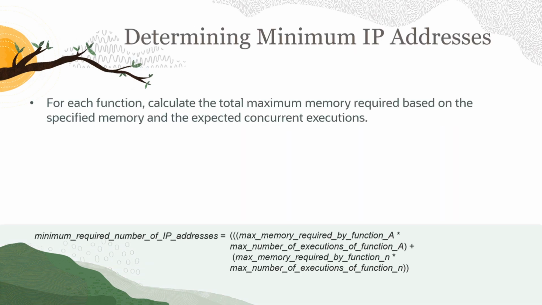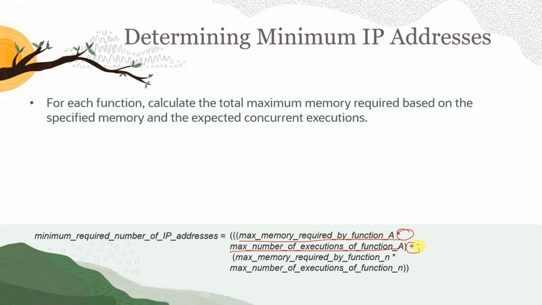For each function you expect to execute concurrently in subnets in the same VCN, identify the amount of memory that has been specified for the function to use while executing, in GB. For example, if 512 MB has been specified for the function, use 0.5 GB. Next, you must determine the expected maximum number of concurrent executions of the function and multiply the amount of memory for the function by the expected maximum number of concurrent executions to determine the function's total maximum amount of required memory in GB.